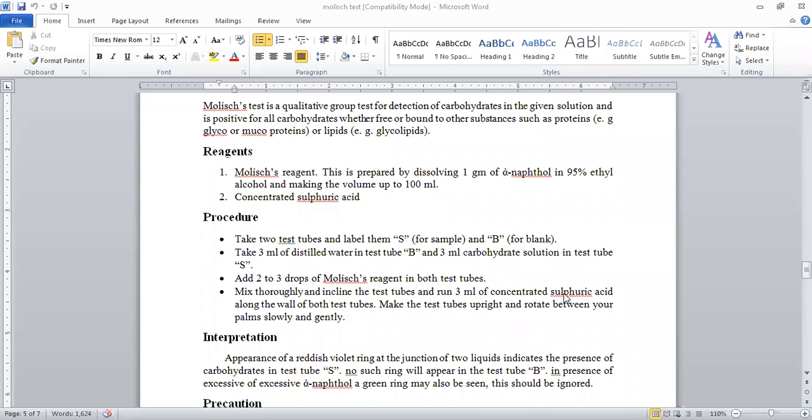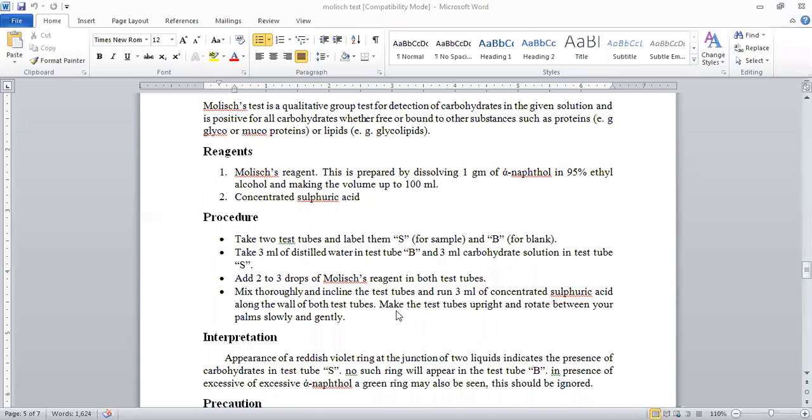You will add concentrated H2SO4 along the wall of the test tube slowly, in both test tubes. Now after adding concentrated H2SO4 in both test tubes, you will not mix the contents. You just rotate the test tube in your palms, but you should be careful because the test tube will be hot when you add the concentrated H2SO4.